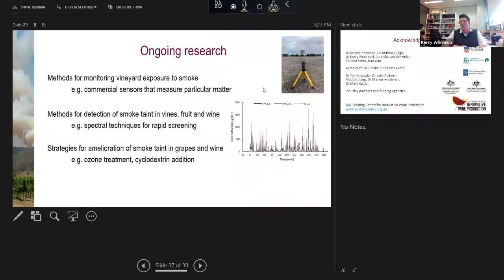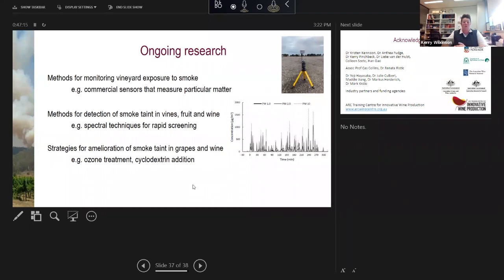So at least if you know that there was no smoke exposure, or just a short period of smoke exposure at low density, then you might not have a problem. So even that in itself would be useful for industry in terms of decision making. Obviously, reliance on techniques such as GCMS and LCMS for analysis of lots of samples during a season is time consuming in terms of sample preparation and processing. So we're looking at the use of spectral techniques for rapid detection and quantification of smoke exposure in grapevines or grapes and wine.